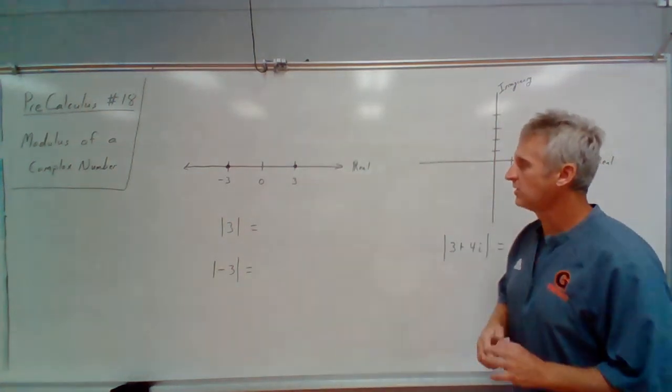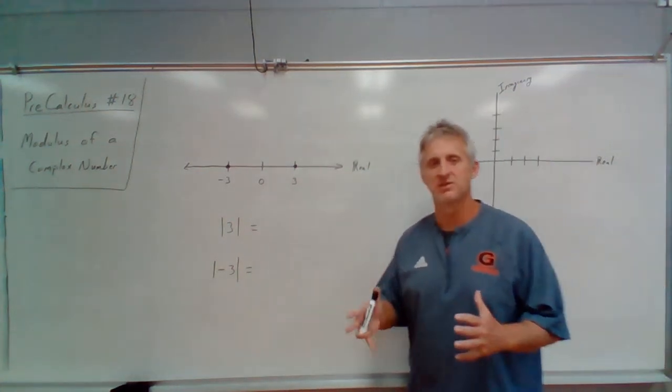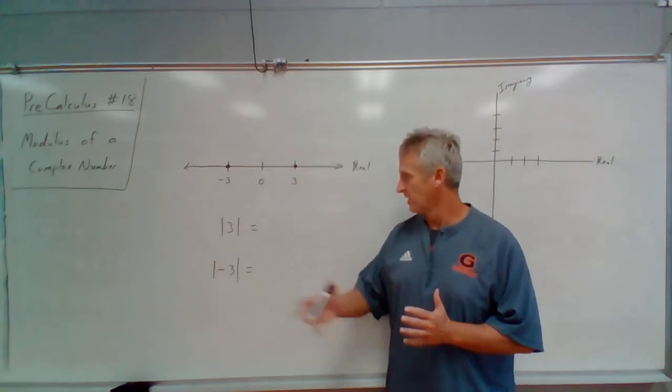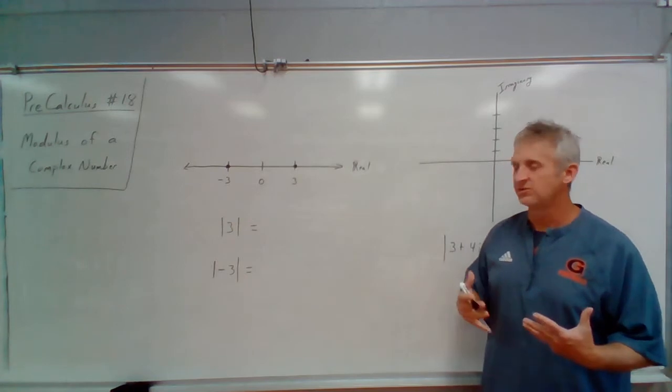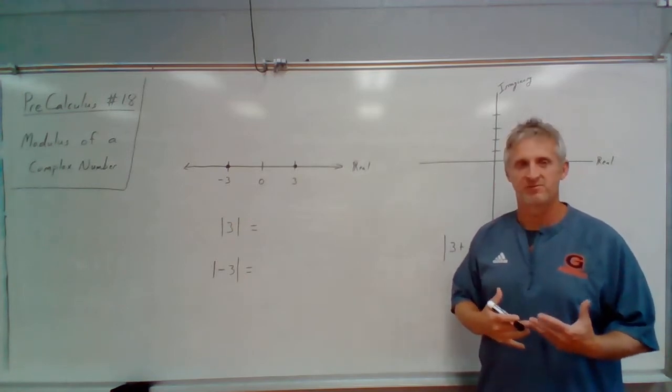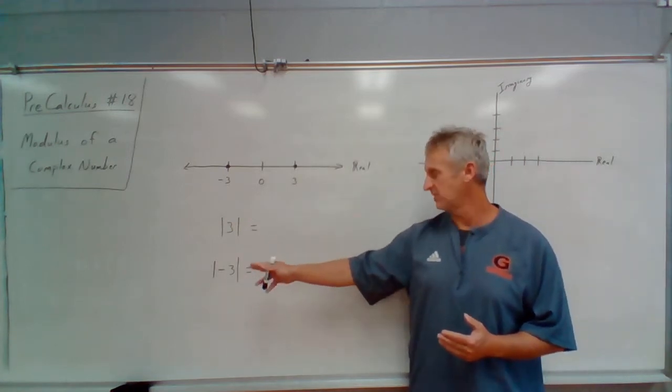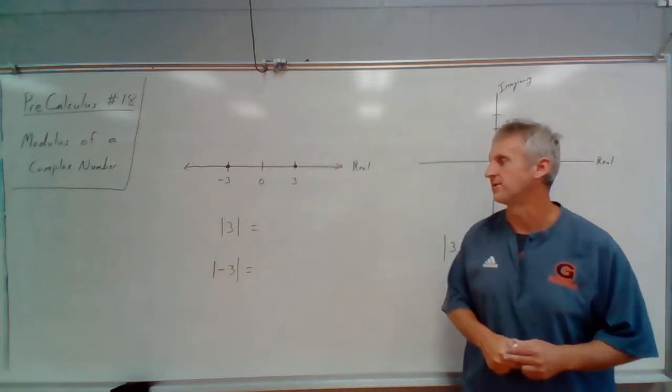All right, so let's review what absolute value of a number means. Here we have the absolute value of 3 and the absolute value of negative 3. You guys know the answer is 3 for both of those questions. Absolute value of 3 is 3. Absolute value of negative 3 is 3.